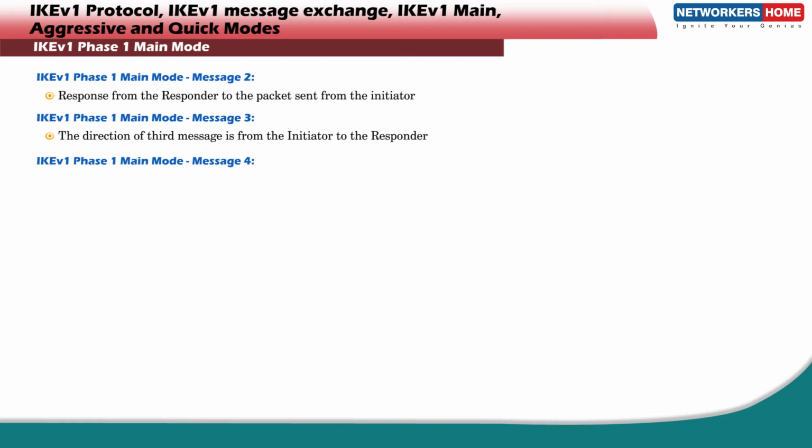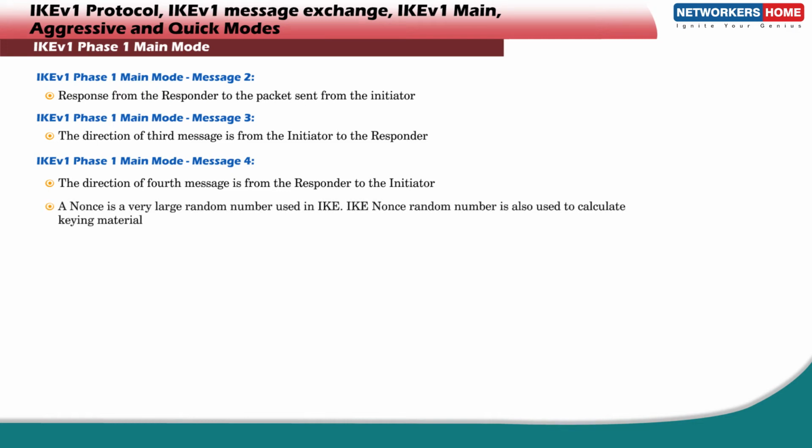IKEv1 Phase 1 Main Mode Message 4. The direction of the fourth message is from the responder to the initiator. This message contains the Diffie-Hellman key exchange payload and nonce payload from the responder.